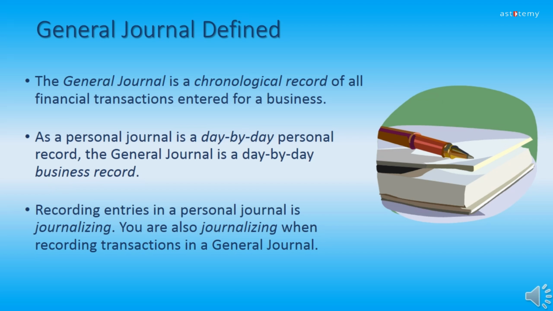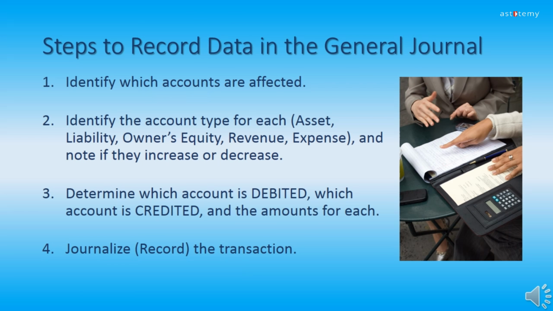They are similar to the steps in recording the data in the T accounts that we did in the previous modules. And now we list the steps to record the data in the General Journal. Step 1 is to identify which accounts are affected. Step 2 is to identify the account types for each, either asset, liability, owner's equity, revenue, or expense, and note if they increase or decrease. Step 3 is to determine which accounts are debited, which accounts are credited, and the amounts for each. Step 4 is to journalize or record the transaction.